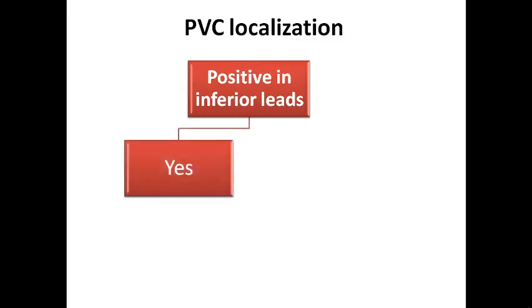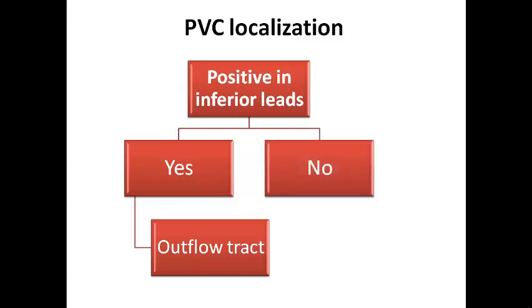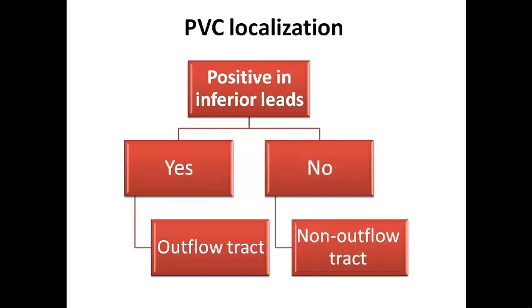So I could expect that they are coming from the outflow tract, which may be the right ventricular outflow tract or the left ventricular outflow tract. But if they are negative in the inferior leads, they are coming from another focus away from the outflow tract. So this is the first thing to look at.